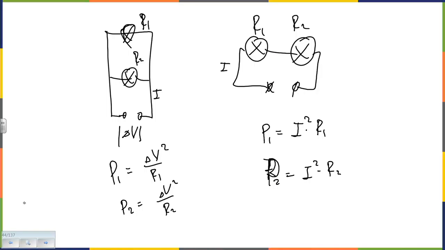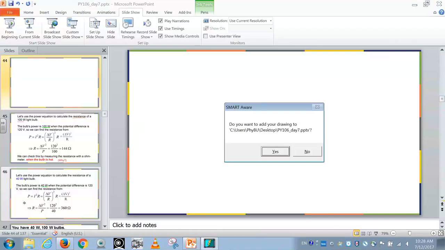Here, power 1 will be equal to current squared times R1, and power 2 equals current squared times R2. But the thing is, the current here and the current there are not the same. Not the same. So parallel, series.